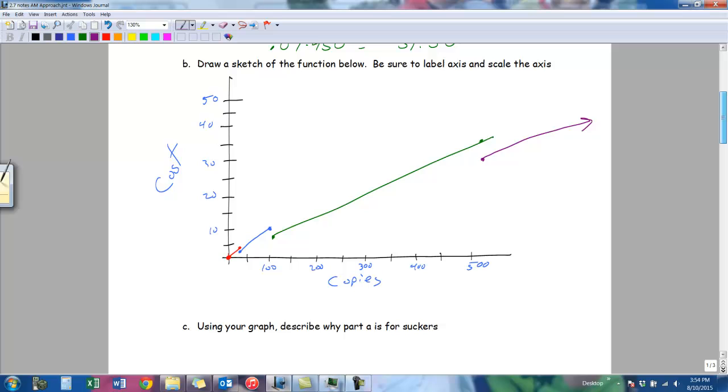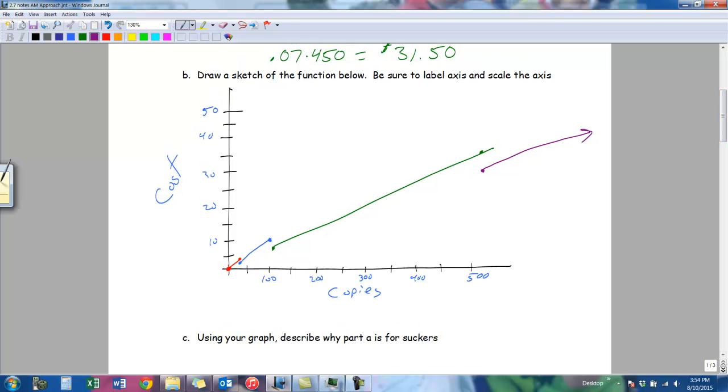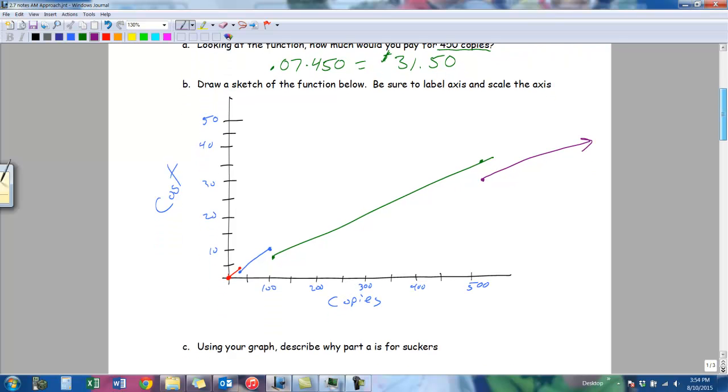So part C says, using your graph, describe why part A is for suckers. Why is buying 450 copies for suckers? Because you could buy 501 for way less, right?